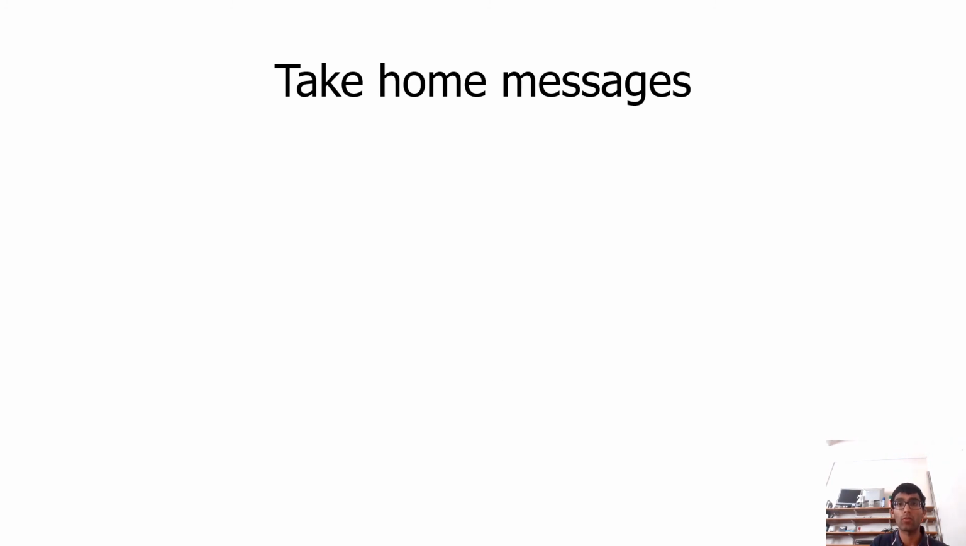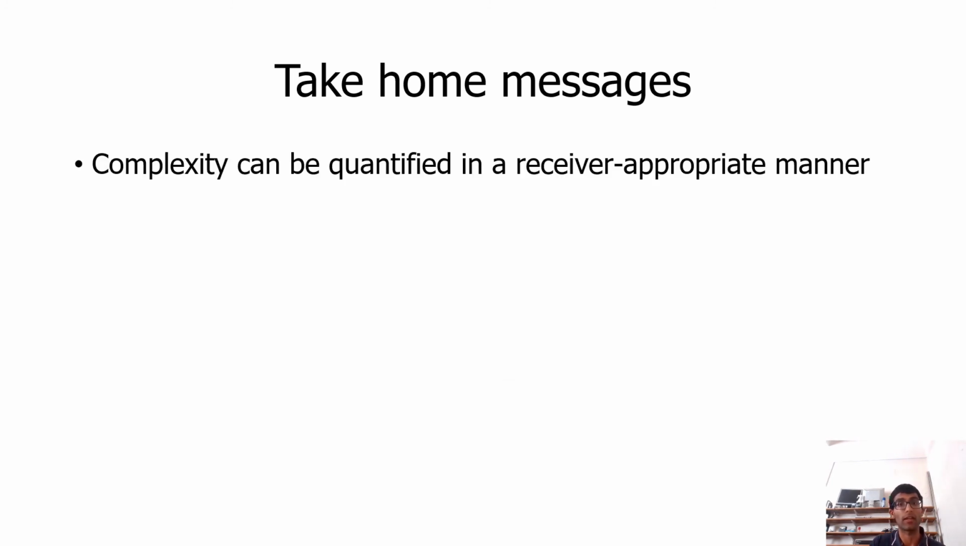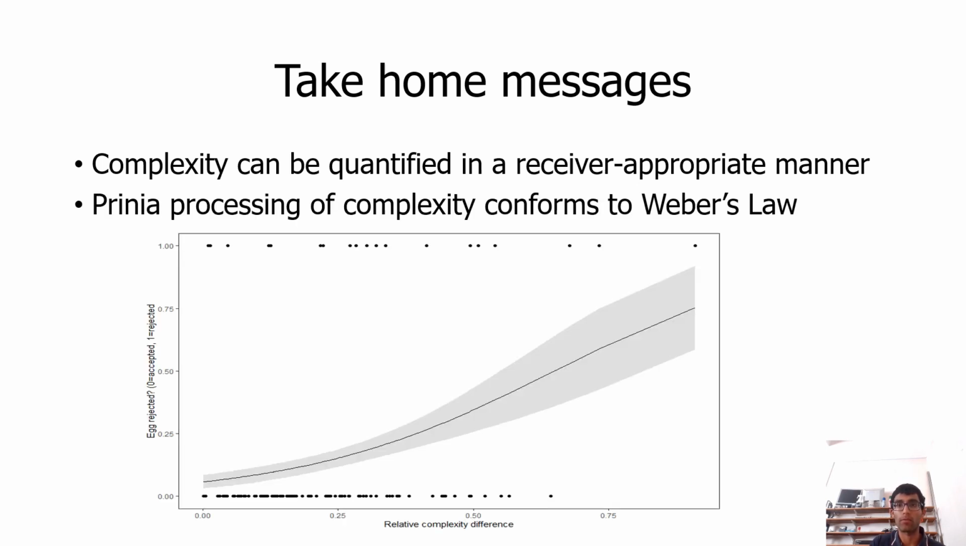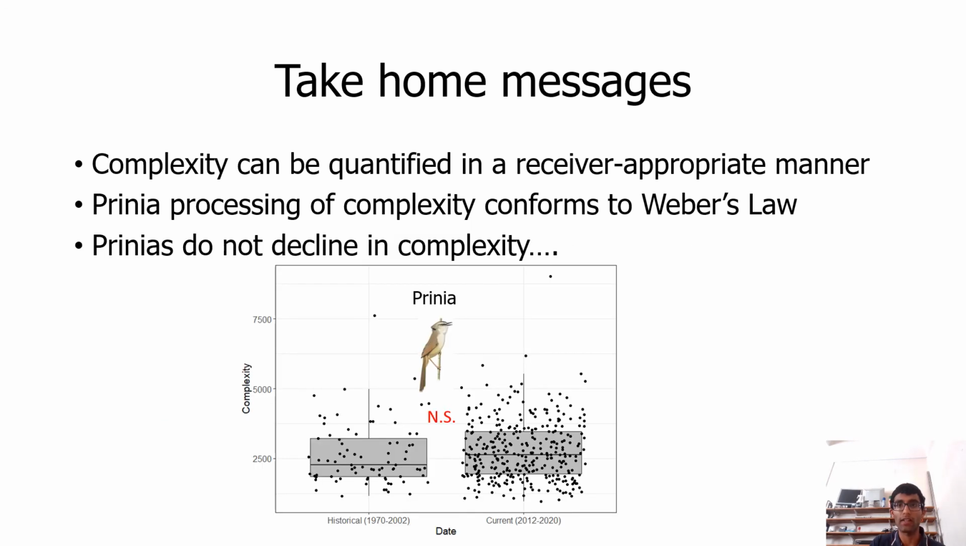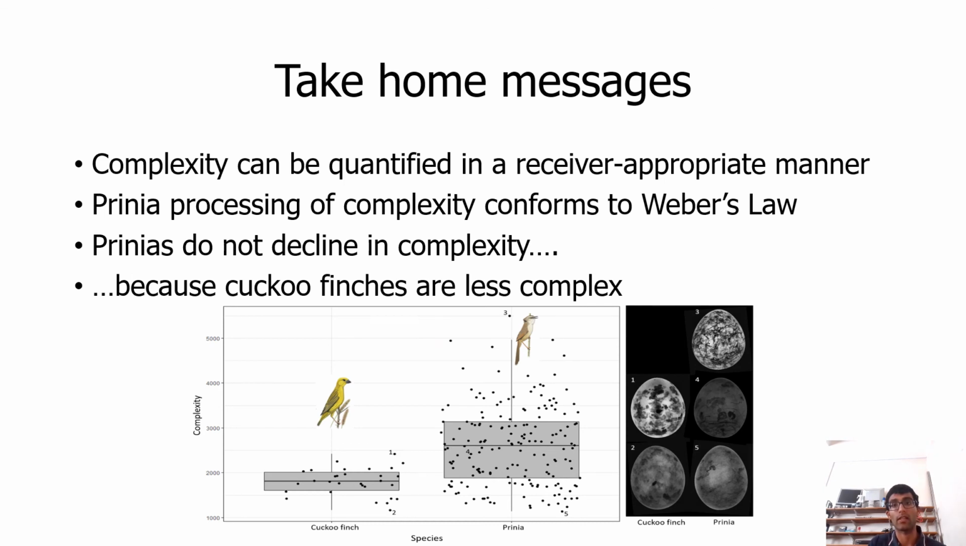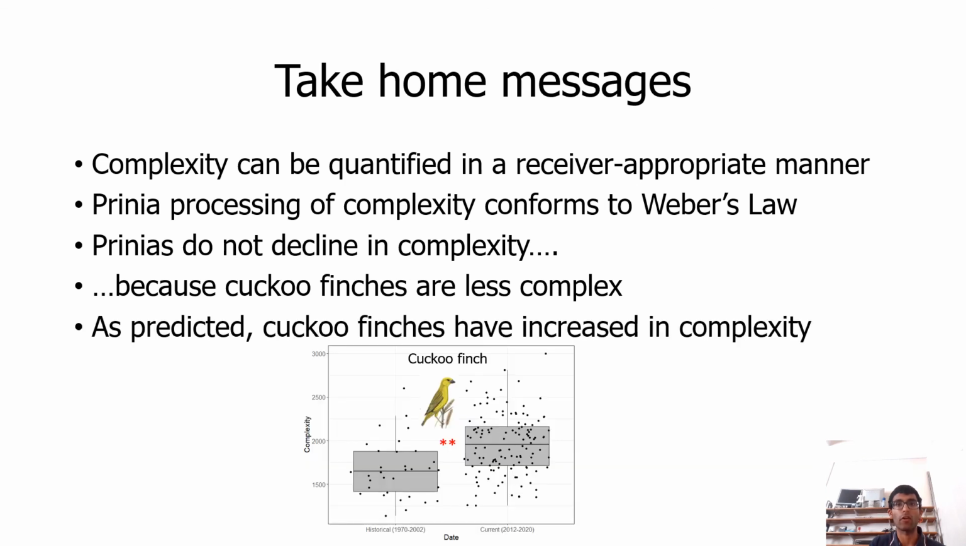So overall, I've shown that while complexity is difficult, perhaps impossible, to define objectively, we can quantify it in a receiver-appropriate manner. This sort of biologically relevant method could be used to quantify complexity in all sorts of biological patterns. I also showed that prinias process complexity according to Weber's law. And while this might suggest they should decline in complexity over time, they don't, probably because cuckoo-finch eggs are less complex than prinia eggs. And as predicted by this, cuckoo-finches have evolved increased complexity in egg pattern over the last few decades. I hope this study encourages you to consider measuring complexity in your own study systems and to quantify it in a biologically relevant way.